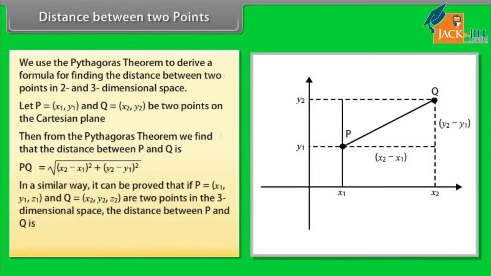In a similar way, it can be proved that if P is equal to x1, y1, z1 and Q is equal to x2, y2, z2 are 2 points in the 3-dimensional space, the distance between P and Q is PQ is equal to square root of x2 minus x1 square plus y2 minus y1 square plus z2 minus z1 square.